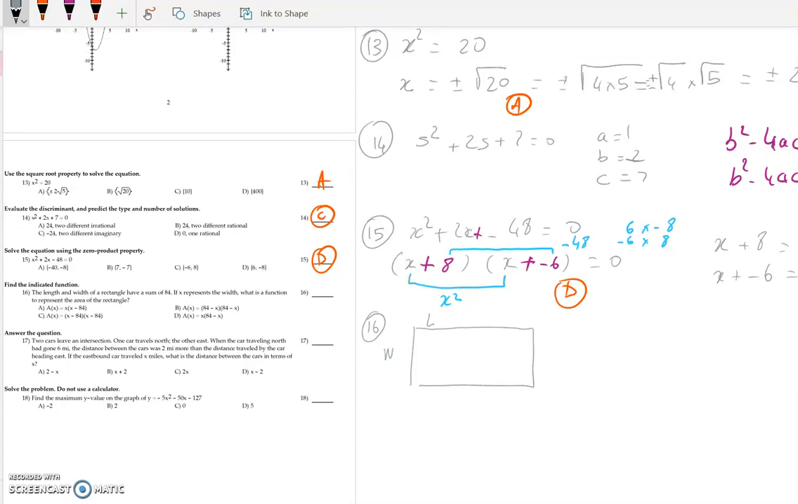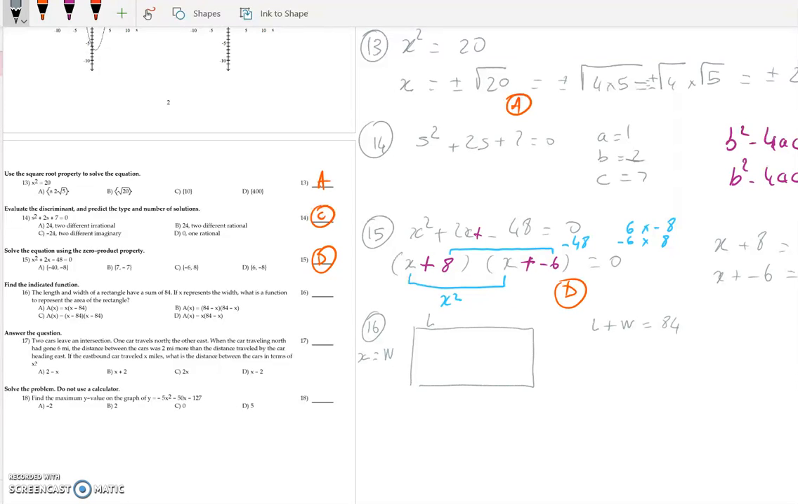The length and the width of a rectangle have a sum of 84. So L plus W equals 84. If X represents the width, so W equals X. And what is a function to represent the area of the rectangle?